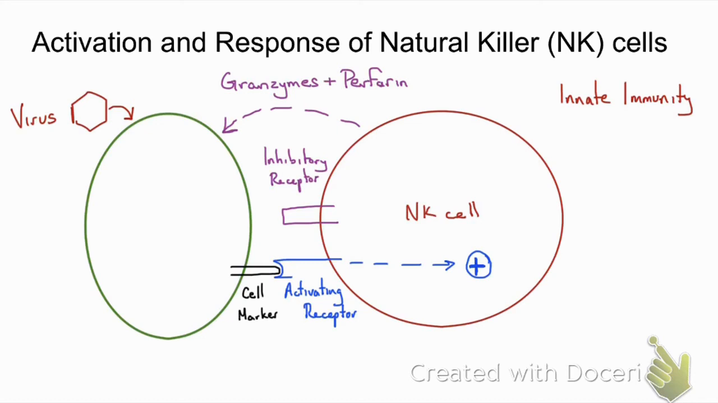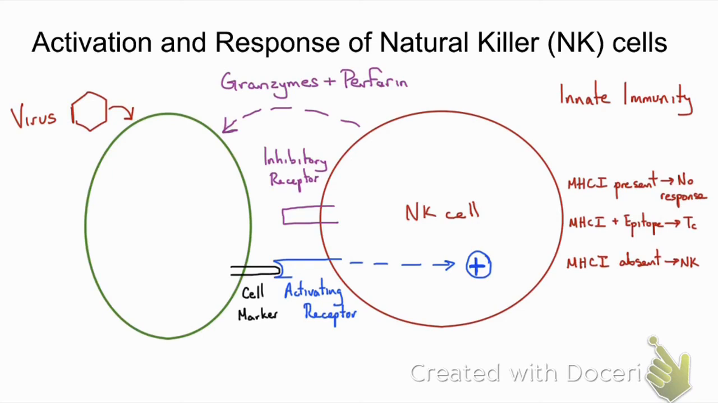So let's summarize these responses here to MHC1. If MHC1 is present, or if it's present and presenting self-epitopes, there's going to be no response from the cell. If MHC1 is present and presenting a foreign epitope, for example, one from a virus, then the TC cells will become activated and kill the cell that is presenting the epitope. Finally, if MHC1 is absent from the cell surface, NK cells will become activated.